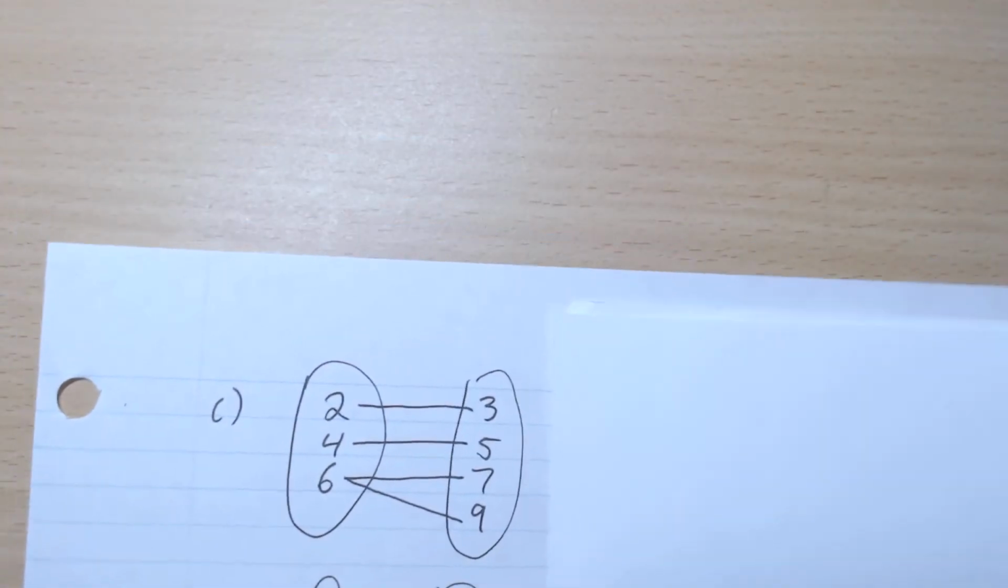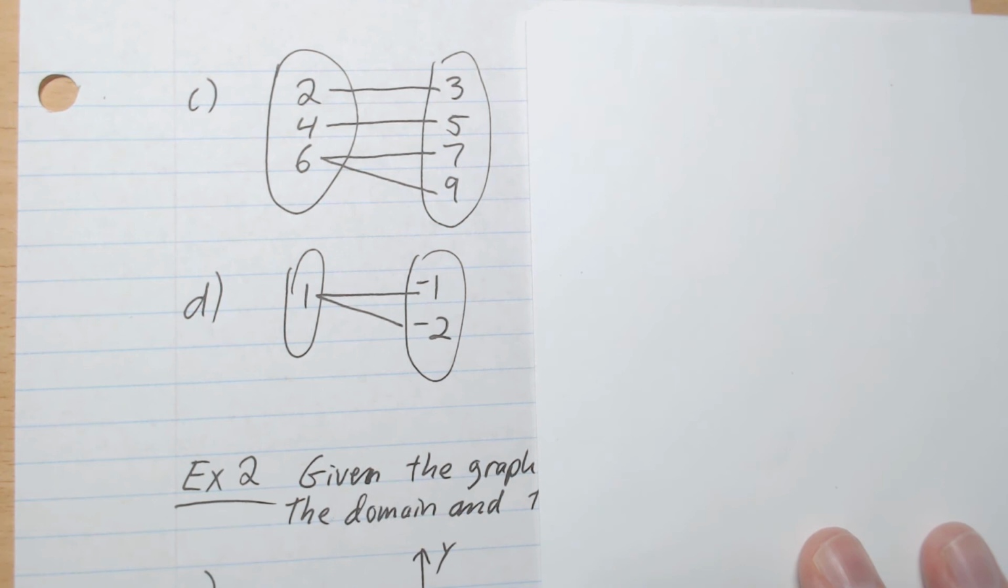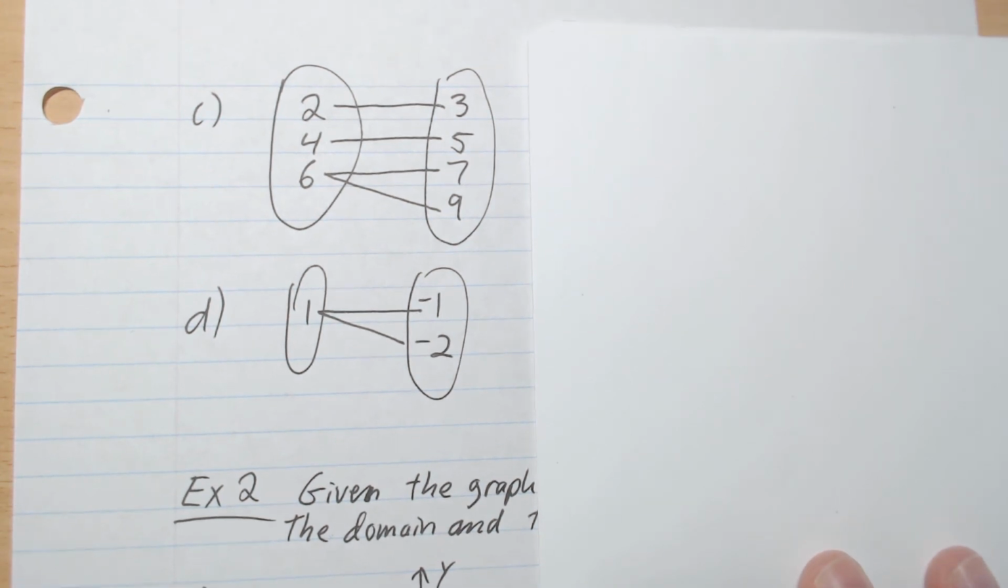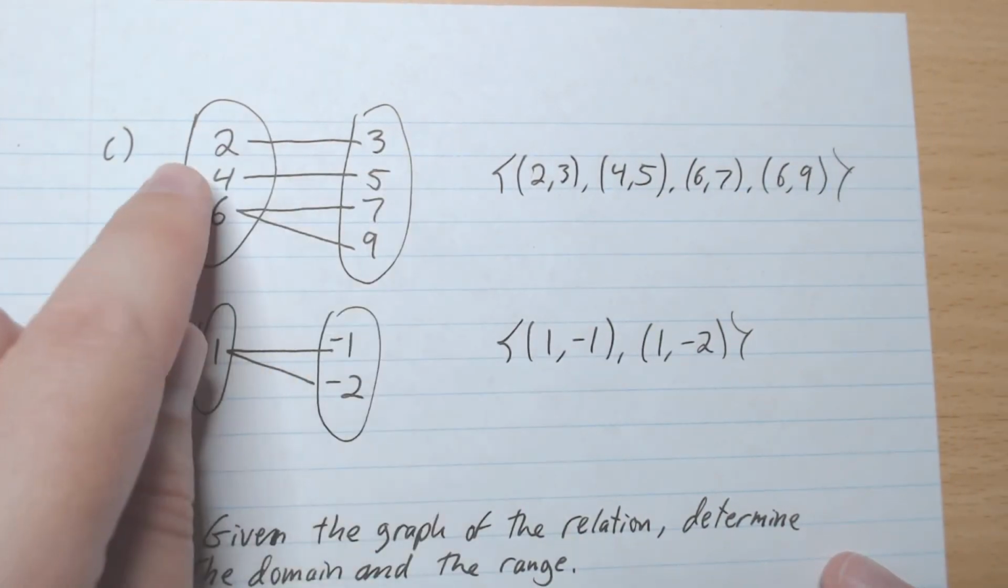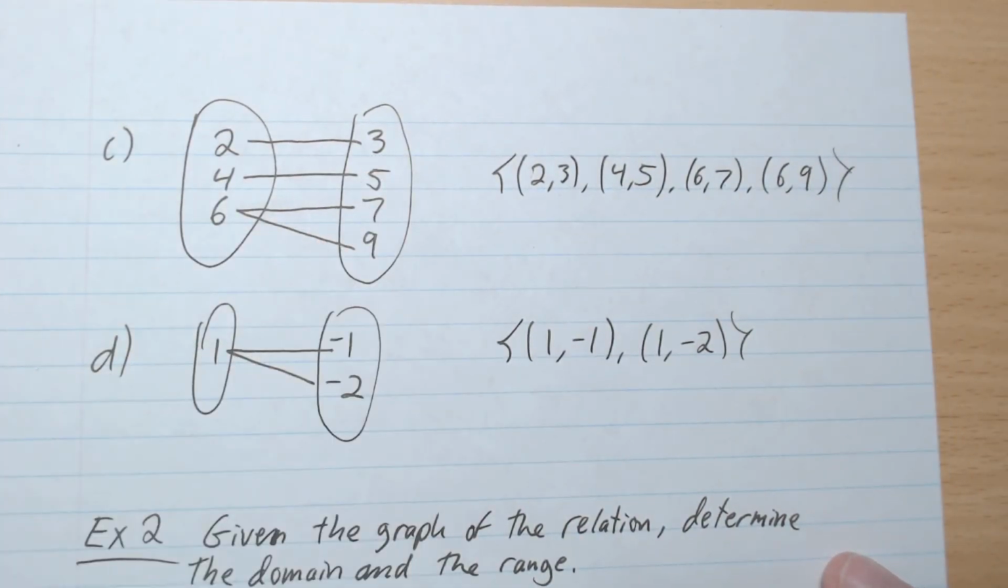Okay, so we have 2 more for practice, C and D, like this. Go ahead and pause the video and answer that. Okay, we're back. So we have 2, 3, 4, 5, 6, 7, and 6, 9. D, 1, -1, and 1, -2, like that.